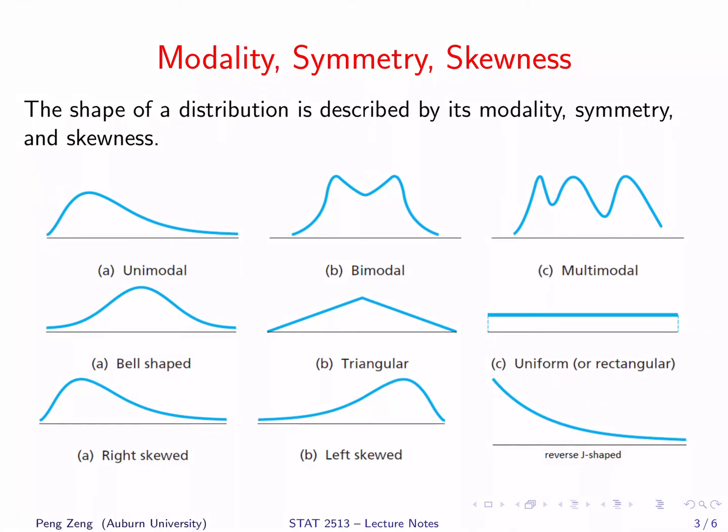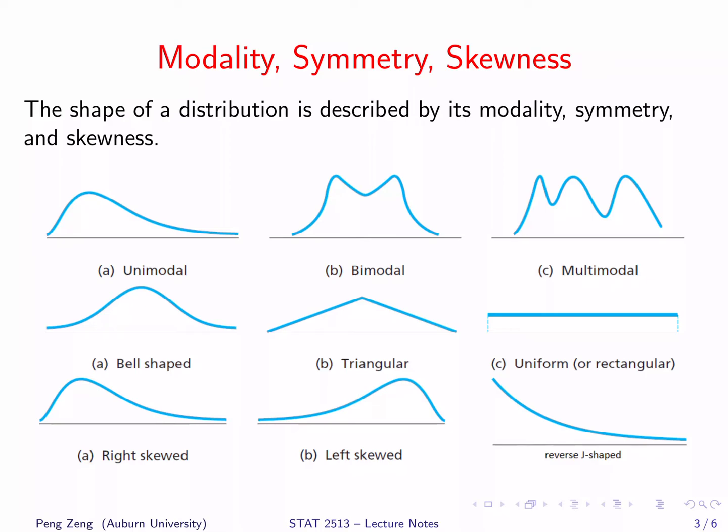When describing the shape of a distribution, we may use words such as modality, symmetry, and skewness. The word modality means the number of peaks. The first plot has only one peak, and it is unimodal. The second plot has two peaks, and it is bimodal. The third plot has three peaks, and it is multimodal.